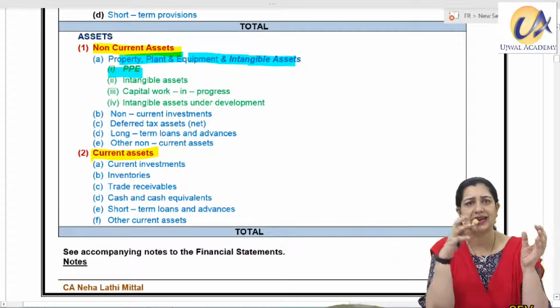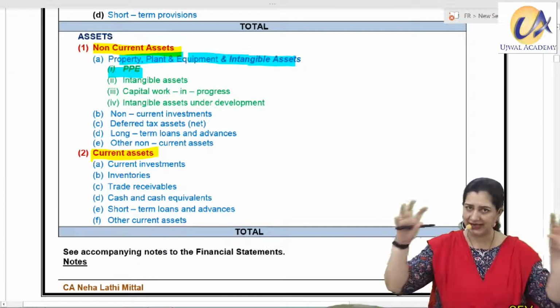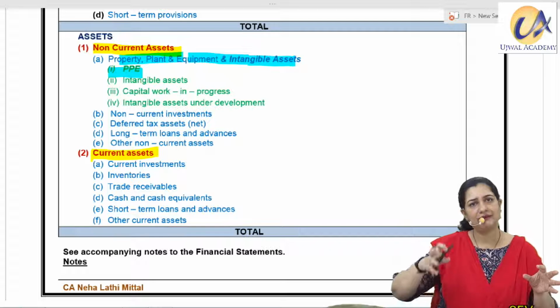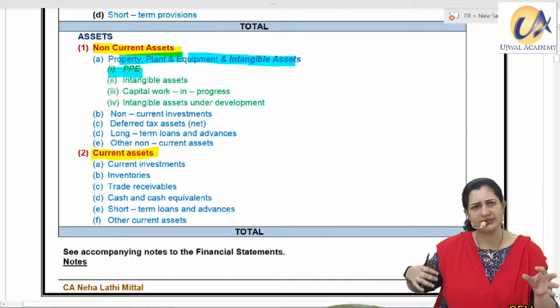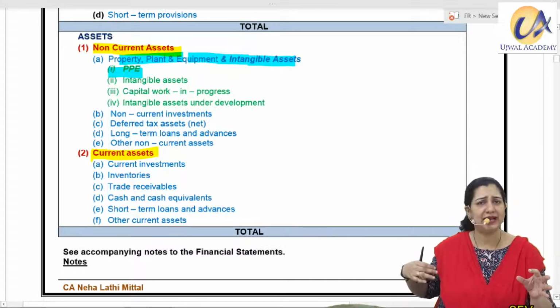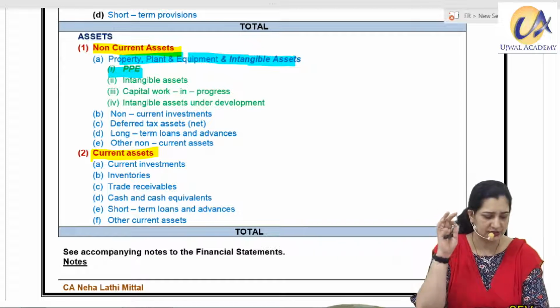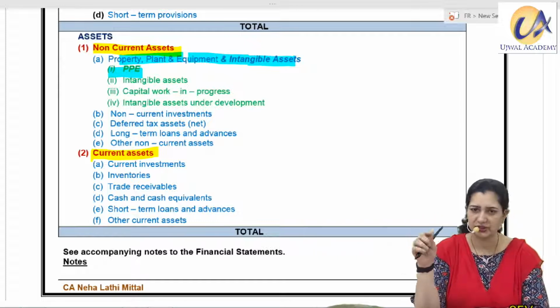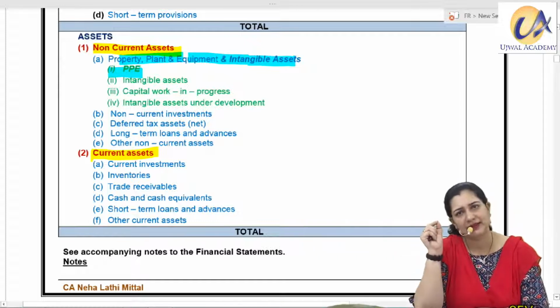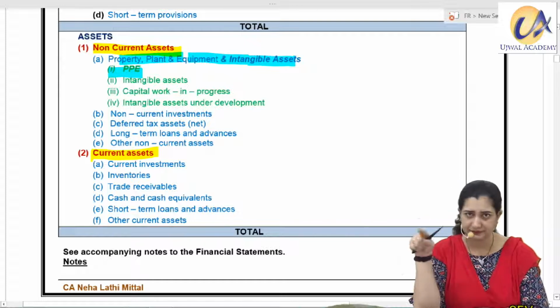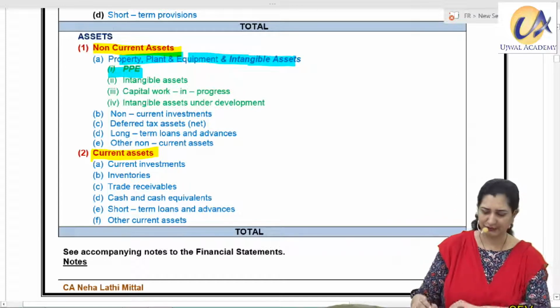Okay, so PP and intangibles will be the main head. Under that, you're going to have PP, then others are all the same: intangibles, capital WIP, and your intangibles under development. So, this is the change which has occurred. Current assets, no change. So, this is a very minor change, but yes, it will affect your format of the balance sheet. So, you have to be careful.